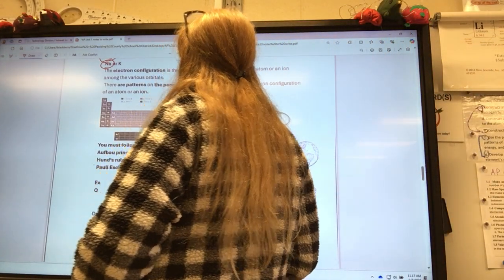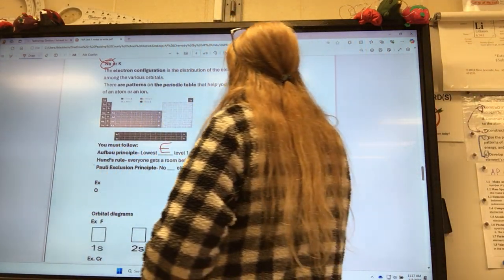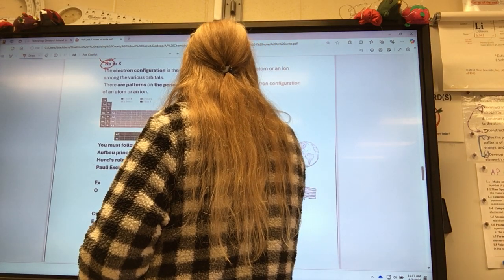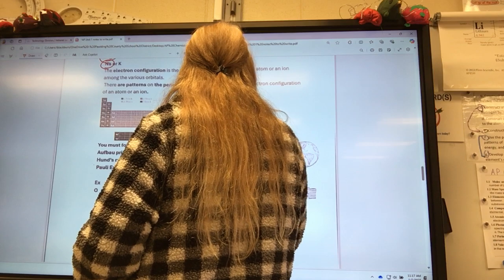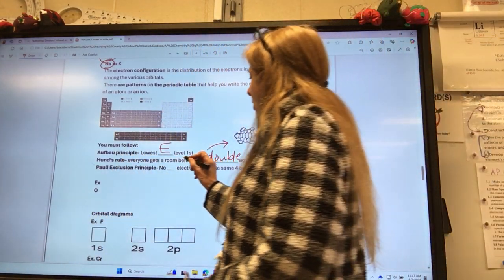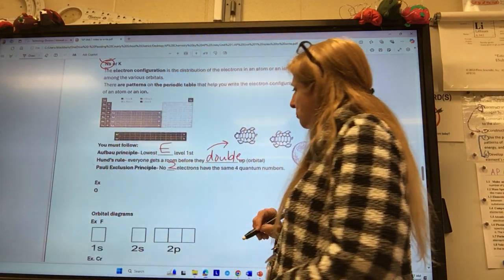The next one is Hund's rule. Everybody gets a room by themselves before they pair up, or I'm going to say double up. Okay, and the last one is Pauli's exclusion principle. No 2 electrons have the same 4 quantum numbers.